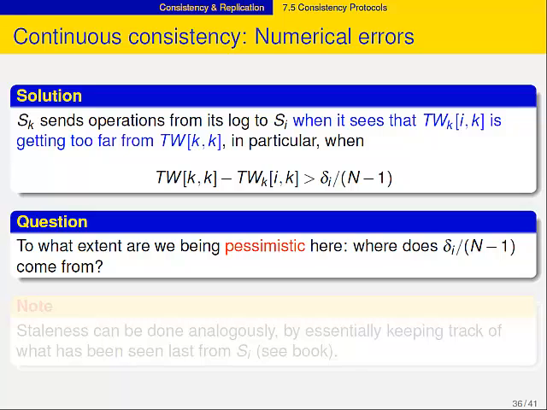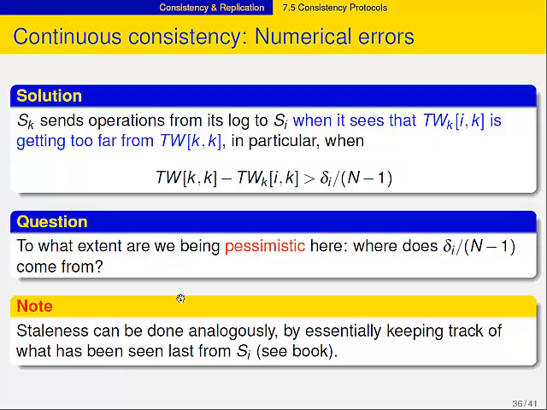Why n minus 1? Because your own updates are, you're always up to date. You know exactly where you are. So that means that in your case, this is 0, which means that you can exclude it from what the others are doing. And that's where the n minus 1 comes from. Okay?